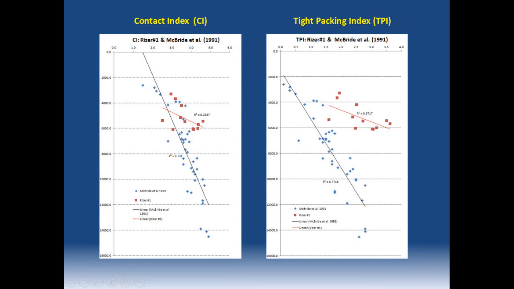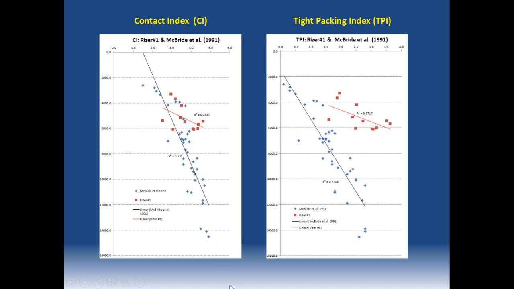Okay, so we compared our results from this Triassic Rift Basin to the study that was done on the Wilcox and the Carrizo sandstones by McBride et al. And this is their data going from 2,000 feet to 14,000 feet. And this is our data here. Now this is plotted based on the actual depth, okay?